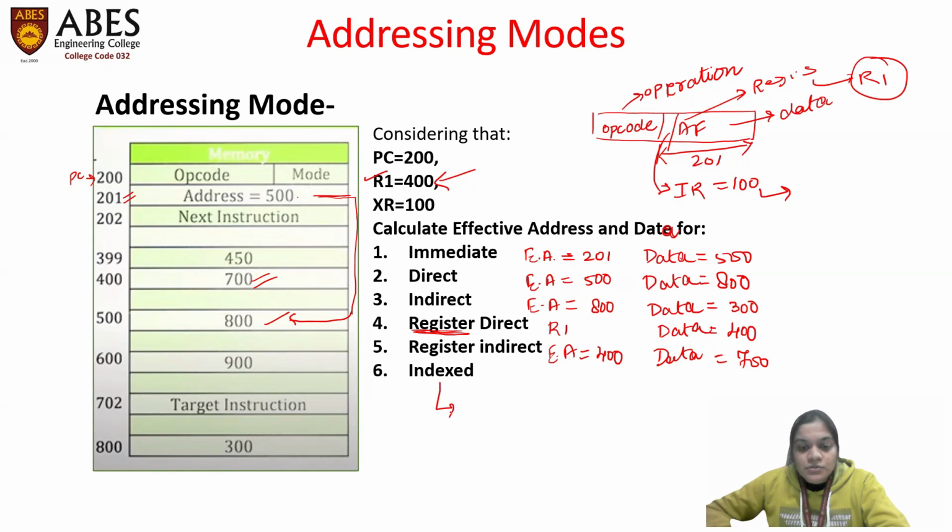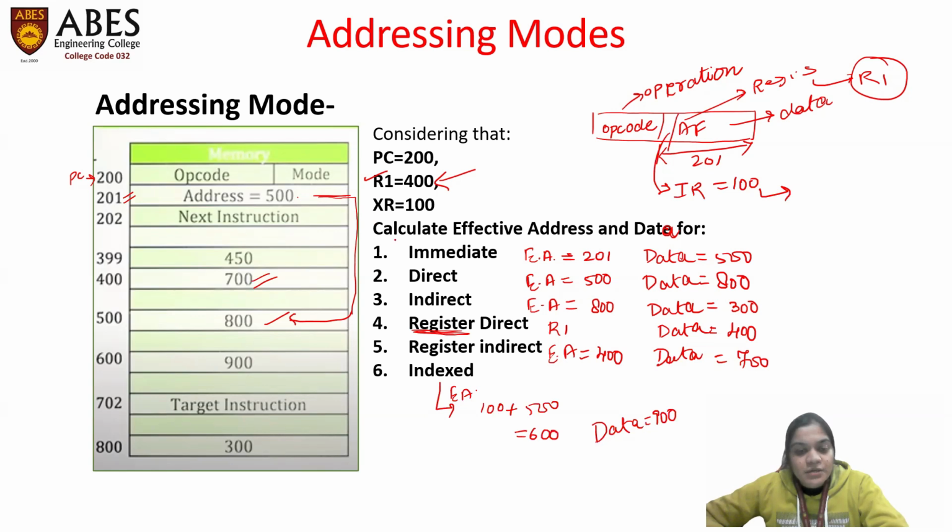So the effective address is the index register value, 100, plus the address field value, or you can say the content of the index register added to the value of the address field, which is 500, which equals 600. So the effective address is 600 and the data stored at that location is 900. That's how we process the numerical problems for this kind of question.